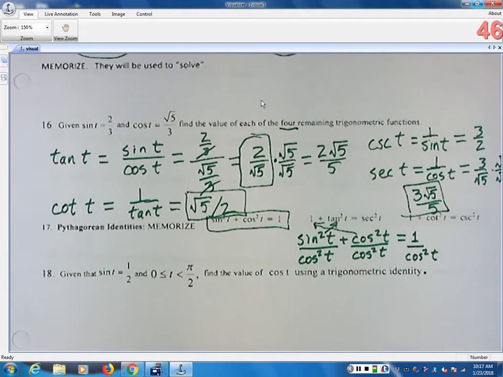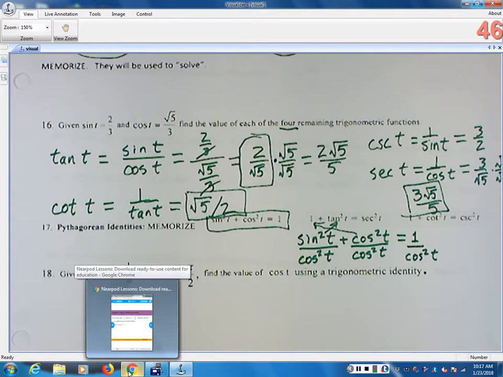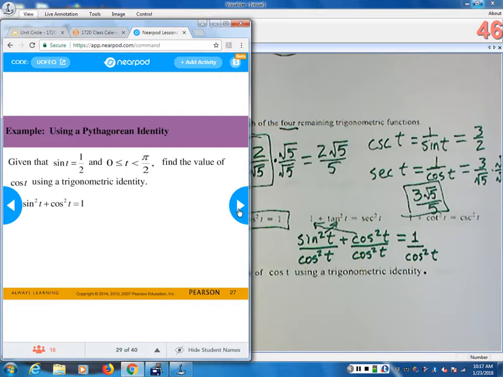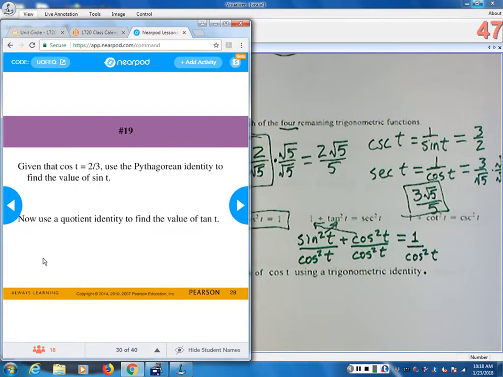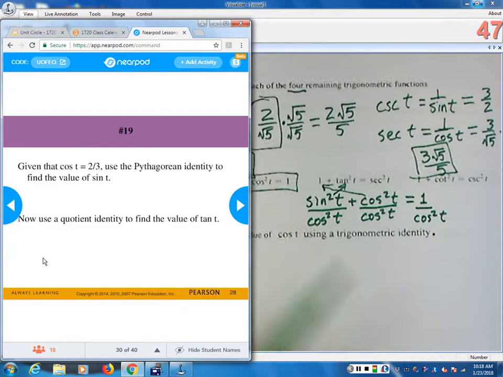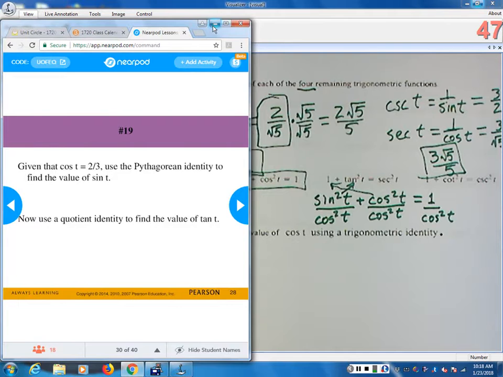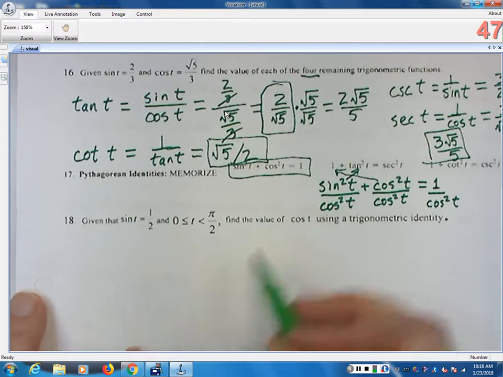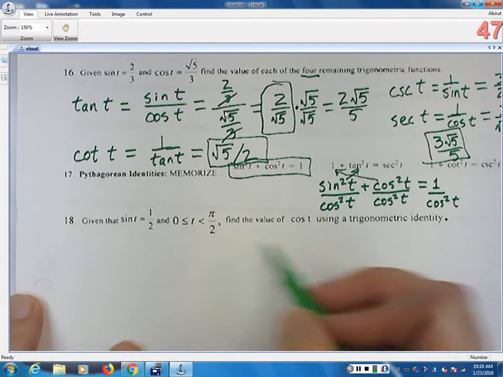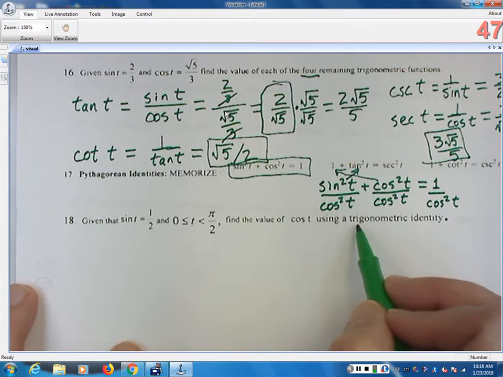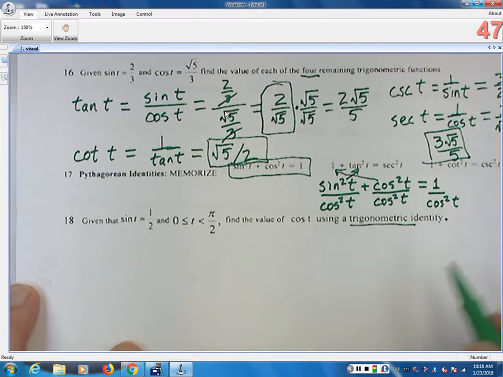So, actually, we got pretty far. Let me do the last one, I guess, on this page. Periodic. Okay, so if you're given that sine t is 1/2, and t is between 0 and pi over 2, find the value of cosine t using a trigonometric identity. We're going to use the Pythagorean identity.